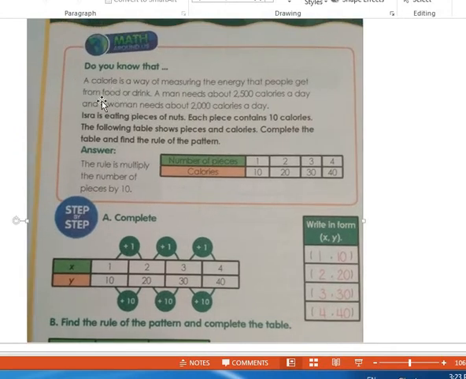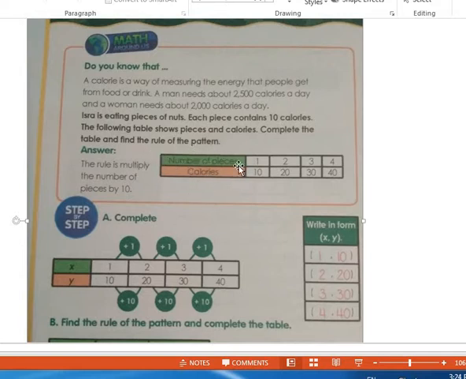Do you know that a calorie is a way of measuring the energy that people get from food or drink? A man needs about 2,500 calories a day, and a woman needs about 2,000 calories a day. Isra is eating pieces of nuts. Each piece contains 10 calories. The following table shows pieces and calories. Complete the table and find the rule of the pattern.